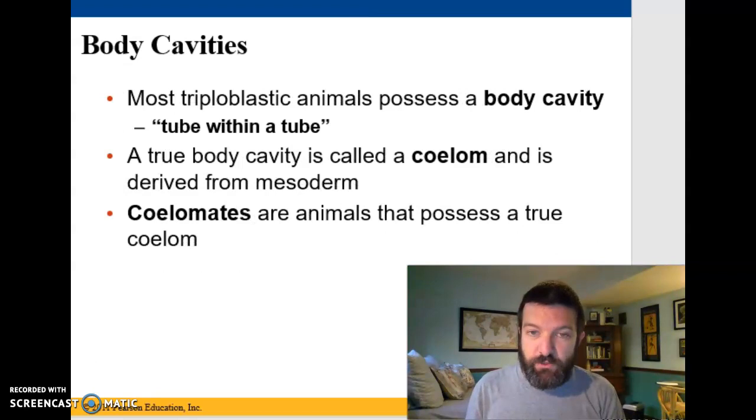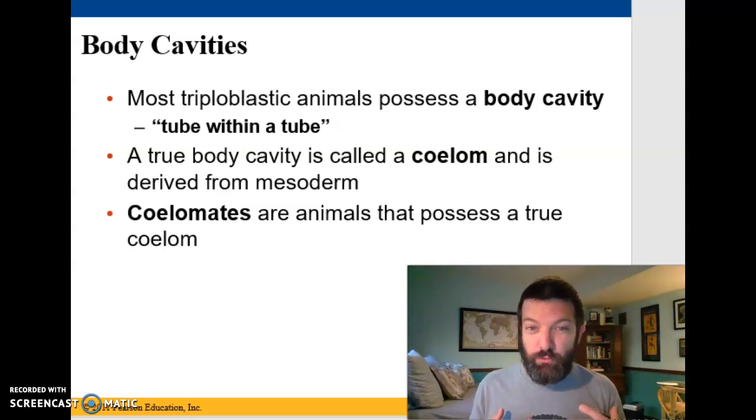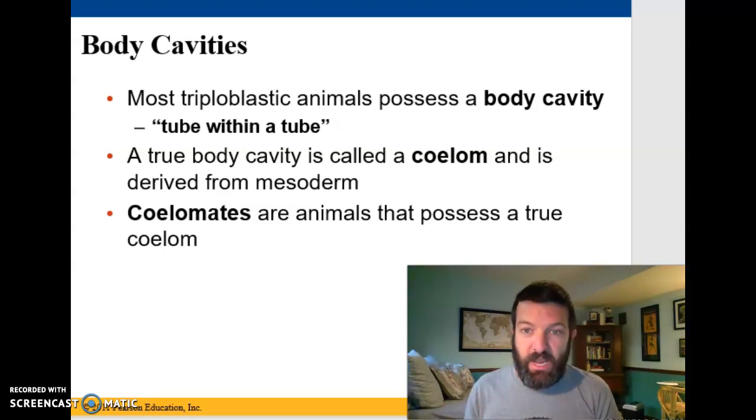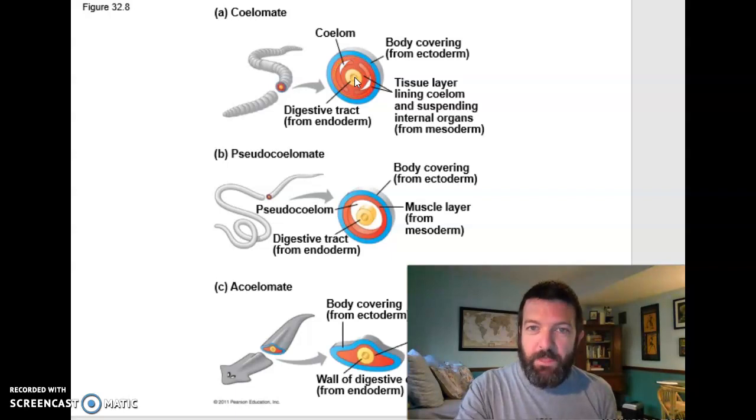Another trait that's often used to characterize animals into groups are body cavities. Most triploblastic animals, not all, but most, have a body cavity, which is essentially a tube within a tube. I mentioned that coel, seal, refers to cavity, and so organisms with true body cavities are called coelomates. And this is what these look like. If you can see, this is a cavity right here, and this is a tube surrounding the tube of your digestive tract. So it's a tube within a tube.